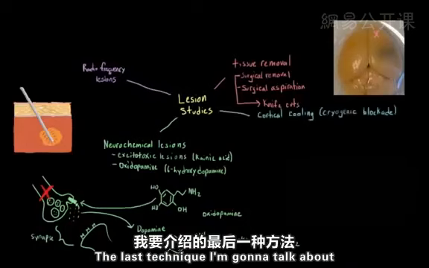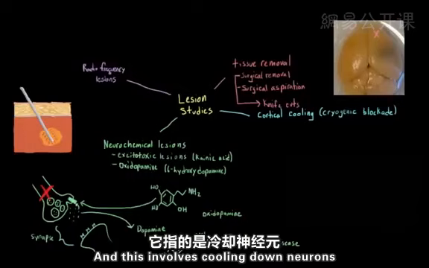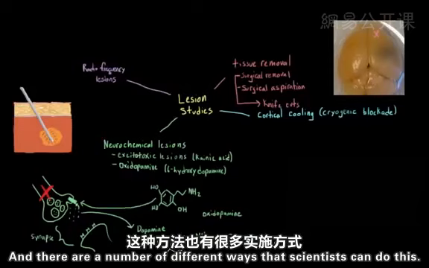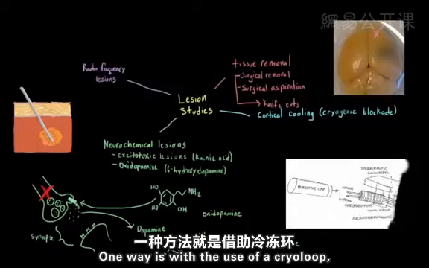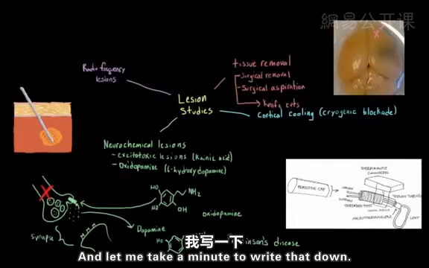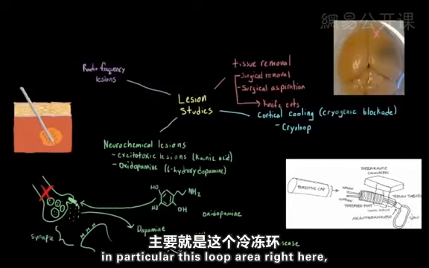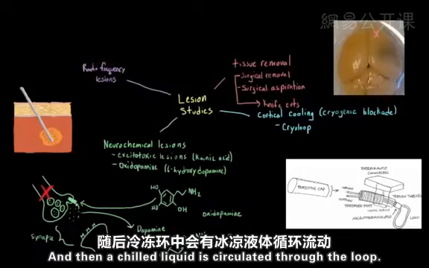The last technique I'm going to talk about is called cortical cooling, or cryogenic blockade. This involves cooling down neurons until they stop functioning, until they stop firing. There are a number of different ways that scientists can do this. One way is through the use of a cryo loop, which you can see pictured here, and let me take a minute to write that down. The idea is that this device, in particular this loop area right here, is surgically implanted between the skull and the brain. And then a chilled liquid is circulated through the loop.